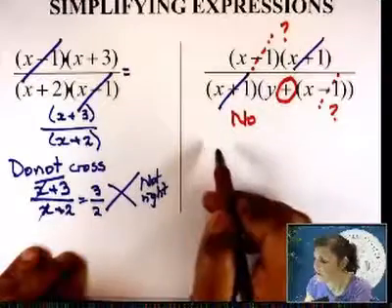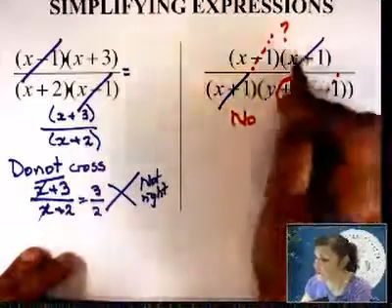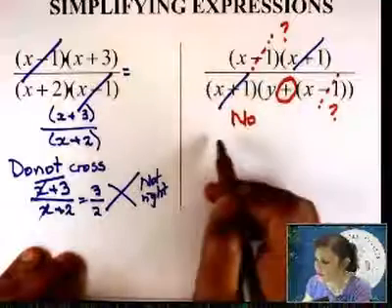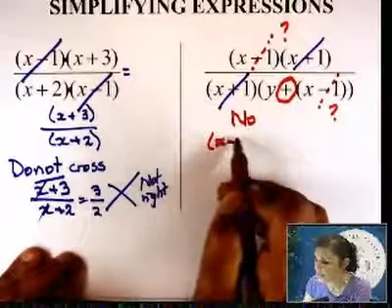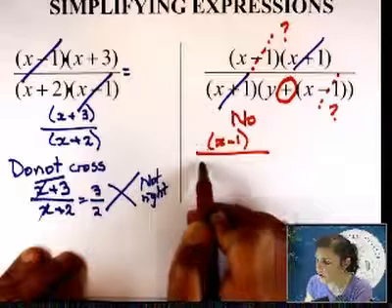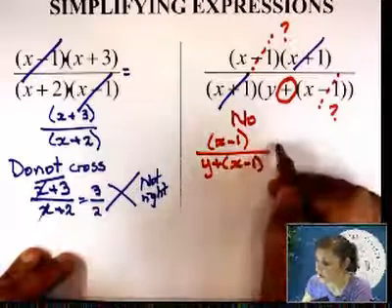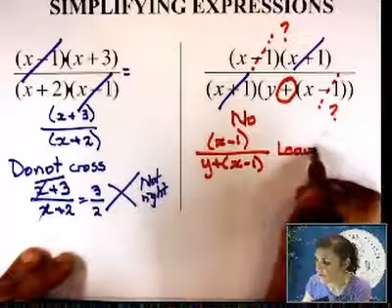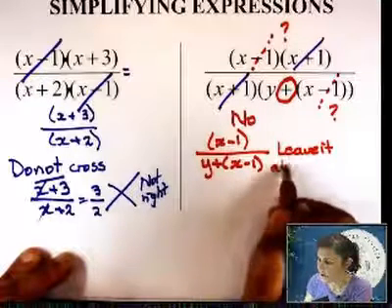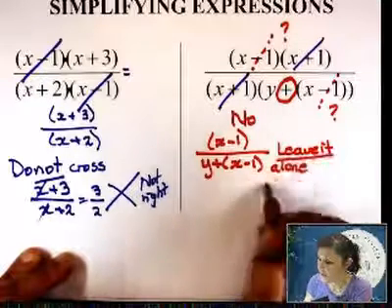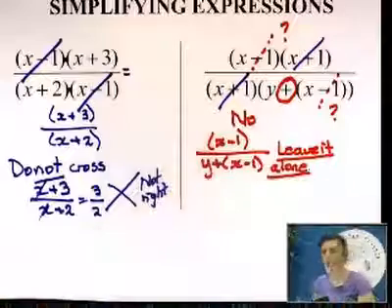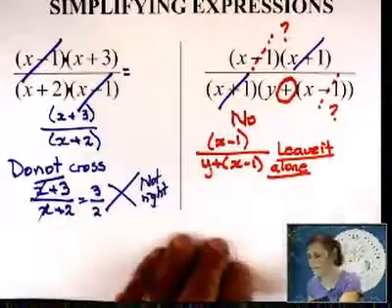So the answer is, you cross these two out. The blue ones are good. You're going to have x minus 1 over y plus x minus 1. You're going to leave it alone. Okay, so as long as you pay attention to this, you're going to be okay. So let's move on.